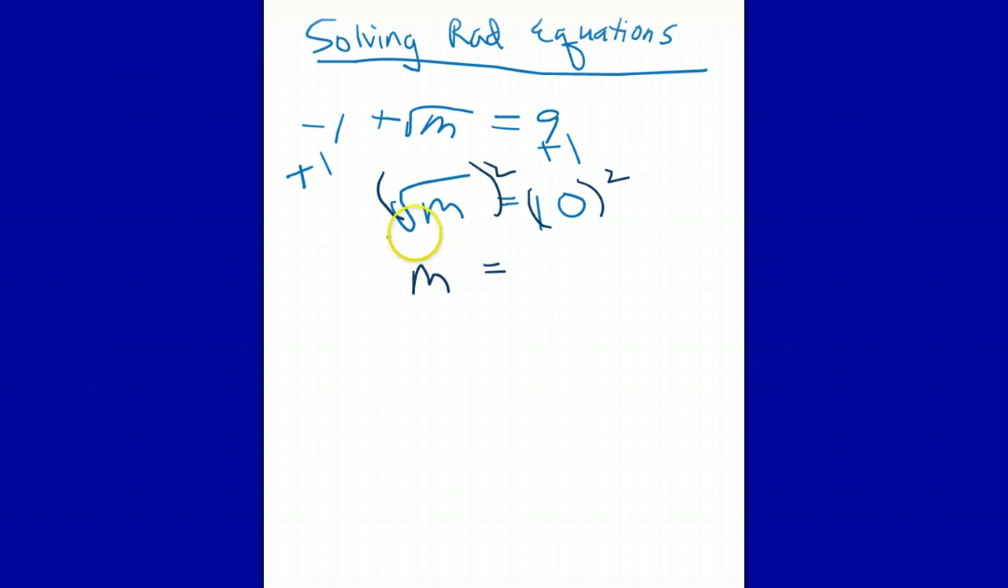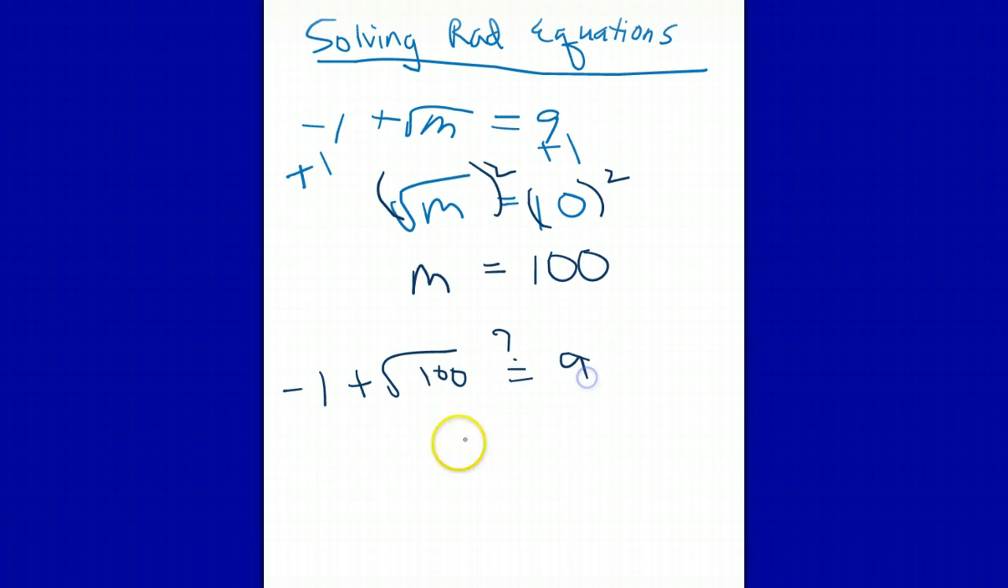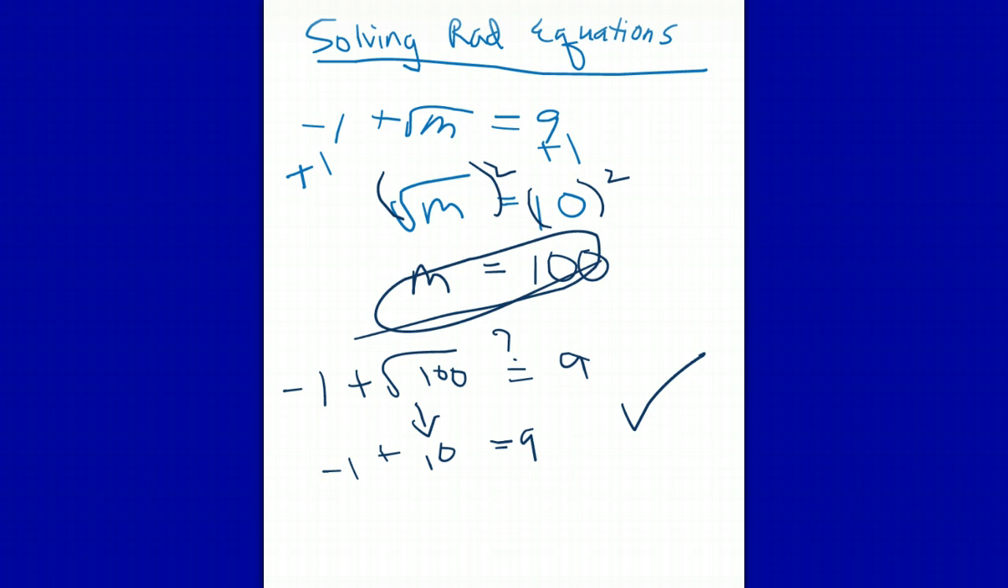Any number you would have put in here, if you take the square root and then you square it, you get back to what you started with. So you get 100. Now, you want to know if 100 is true, so you put in -1 plus the square root of 100 and see if you come out to be 9. If you do, then that's the right answer. And this is 10. So -1 plus 10 does equal 9. So therefore that checks.